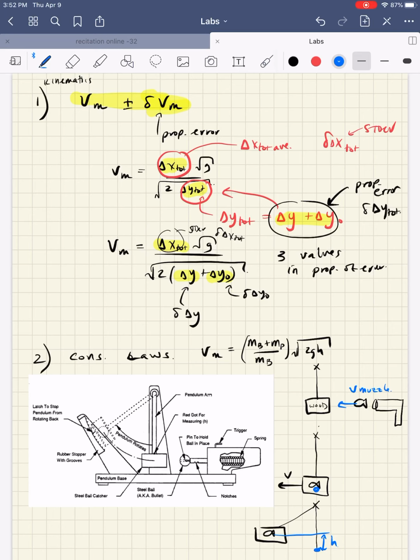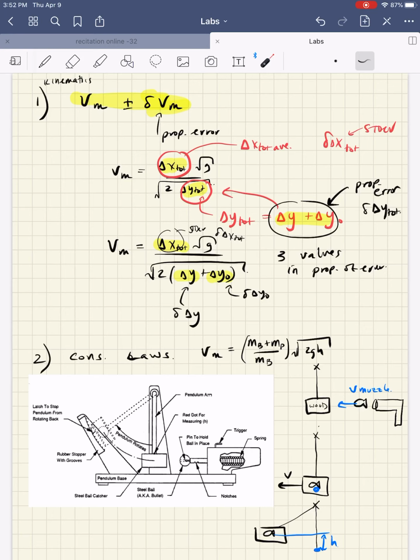And so h is actually a measurement of how far up the wood-bullet system has moved, and that's what gets input into here. The mass of the bullet is just the mass of the bullet. Here it's a cannonball. And the mass of the pendulum is supposed to be the mass of the wood, but here we literally have this baskety pendulum thing.